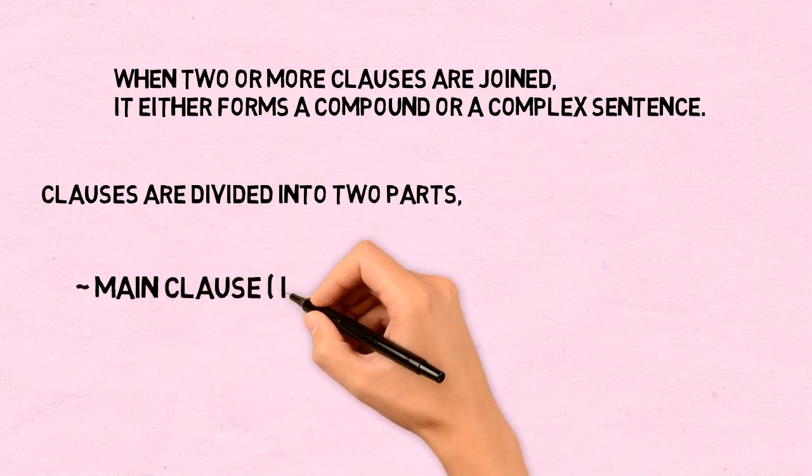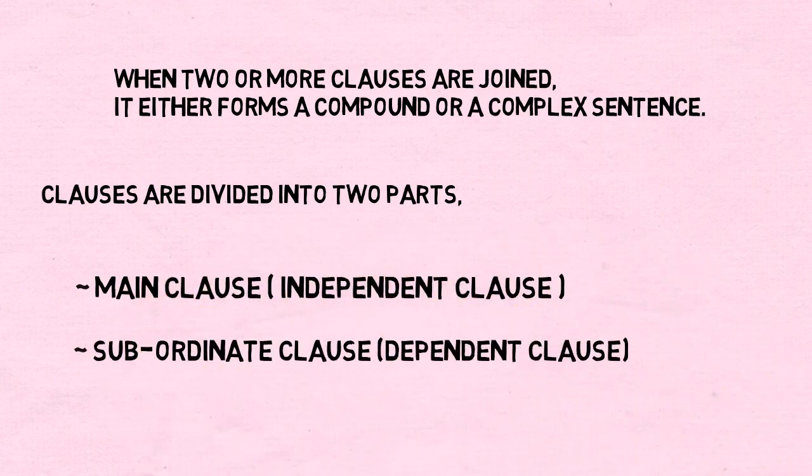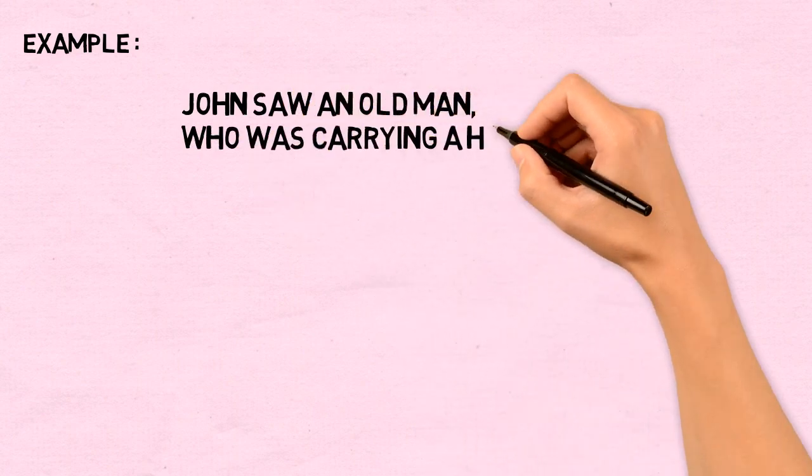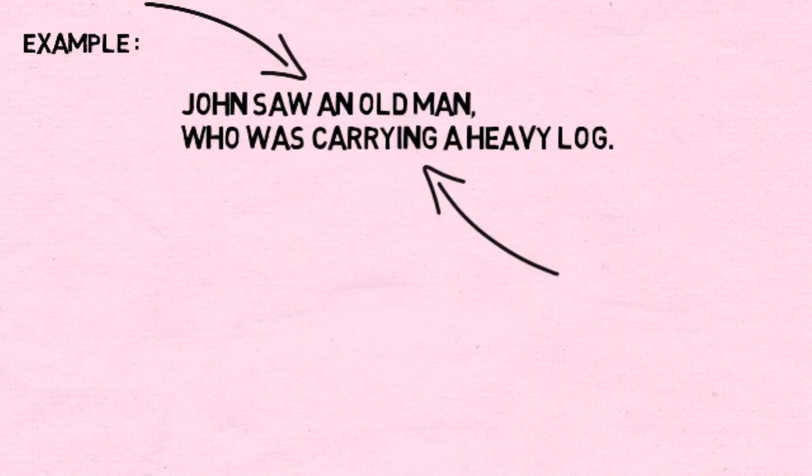Basically, clause is divided into two parts. Main clause, which is also called independent clause, and subordinate clause, which is called dependent clause. Now observe the following sentence on your screen. John saw an old man who was carrying a heavy log. If you observe carefully, you will see that the sentence has two clauses. John saw an old man is one clause, who was carrying a heavy log is another clause.